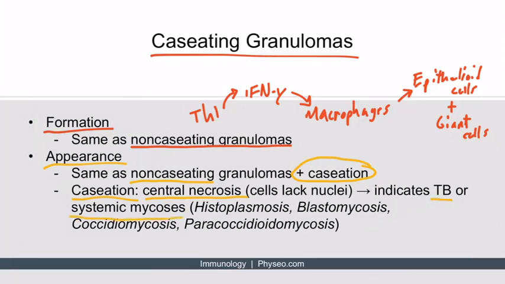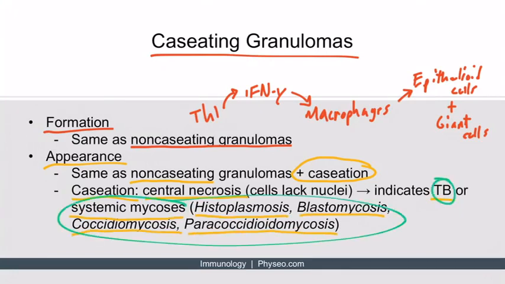And systemic mycoses include histoplasmosis, blastomycosis, coccidiomycosis, and paracoccidiomycosis. And if you're worried about TB or the systemic mycoses, just go see our microbiology section, which will help you memorize all of these details through image mnemonics.